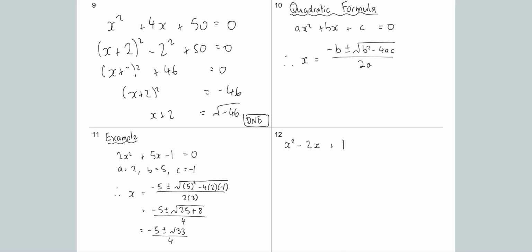But note that is two solutions. It would be right and just to finish off by saying x equals -5 plus root 33 on 4, or x equals -5 minus root 33 on 4. They are our two solutions, and you could plug that into a calculator if you needed to get an approximation to work out, for example, the x-intercepts of an equation.